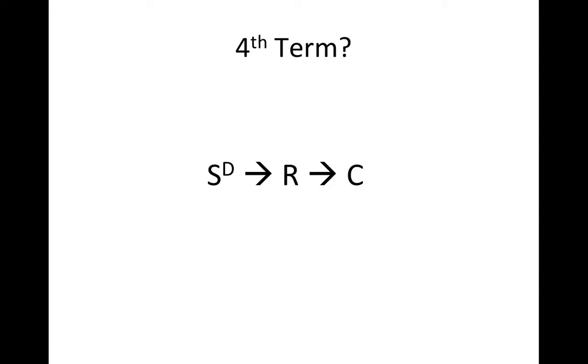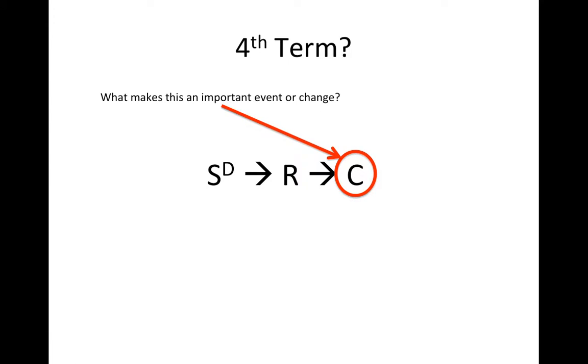So what we wind up with is this three-term contingency. Discriminative stimulus, or SD, sets the occasion for a response to produce some consequence. This is the three-term contingency. Now, I'd like to introduce something else, and that is, why is this such an important thing? What makes a consequence an important event or change? And in fact, sometimes consequences are important and sometimes they're not. It just is the nature of the world.